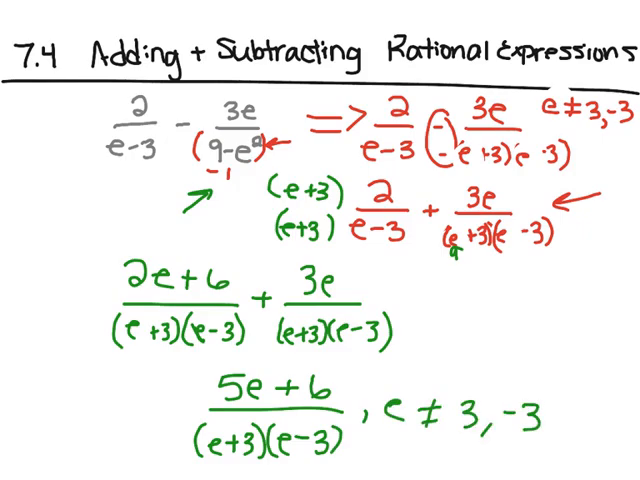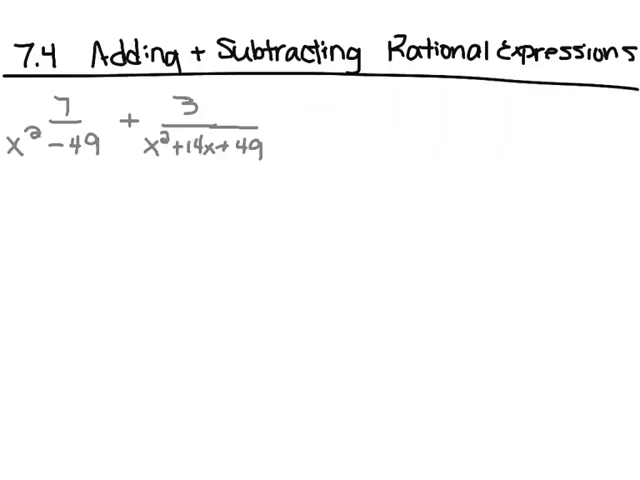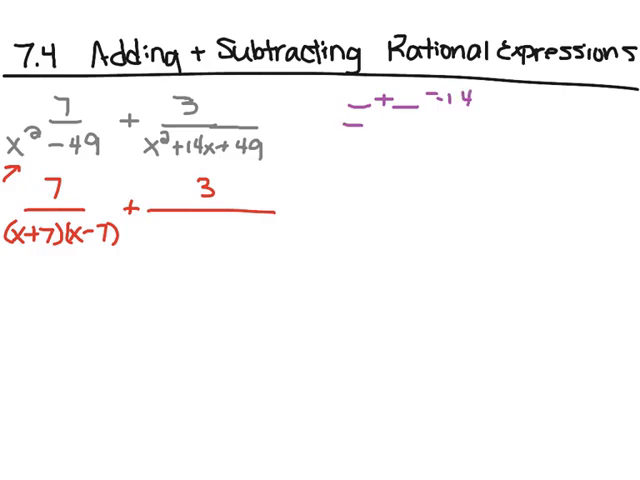For this question, first thing we have to do is we have to factor. This is a difference of squares, so it will turn into 7 over (x plus 7)(x minus 7), plus. Now we're going to do the middle terms. We have blank plus blank equals 14, blank times blank equals 49, 7 times 7. So we're going to have (x plus 7)(x plus 7). So our non-permissible values are x cannot equal 7 or negative 7.